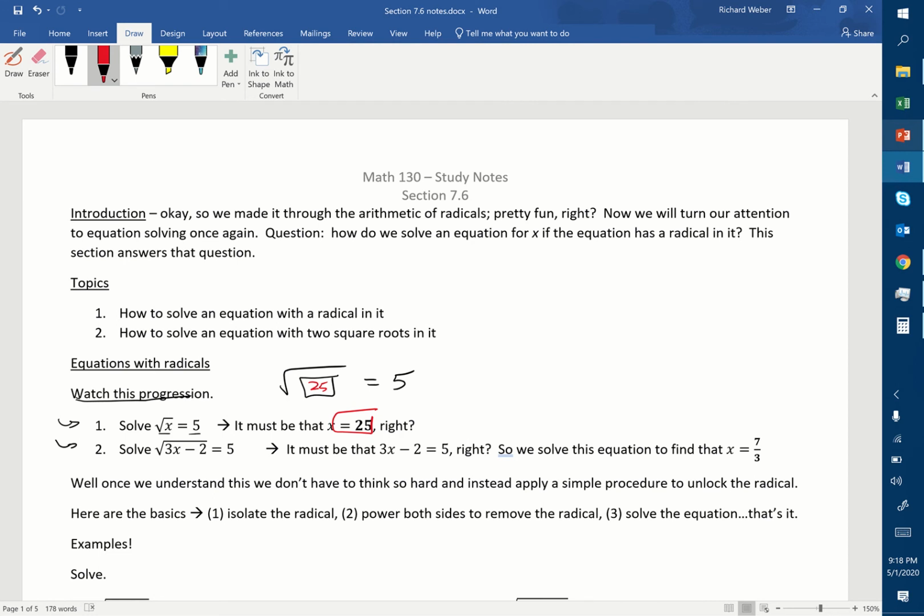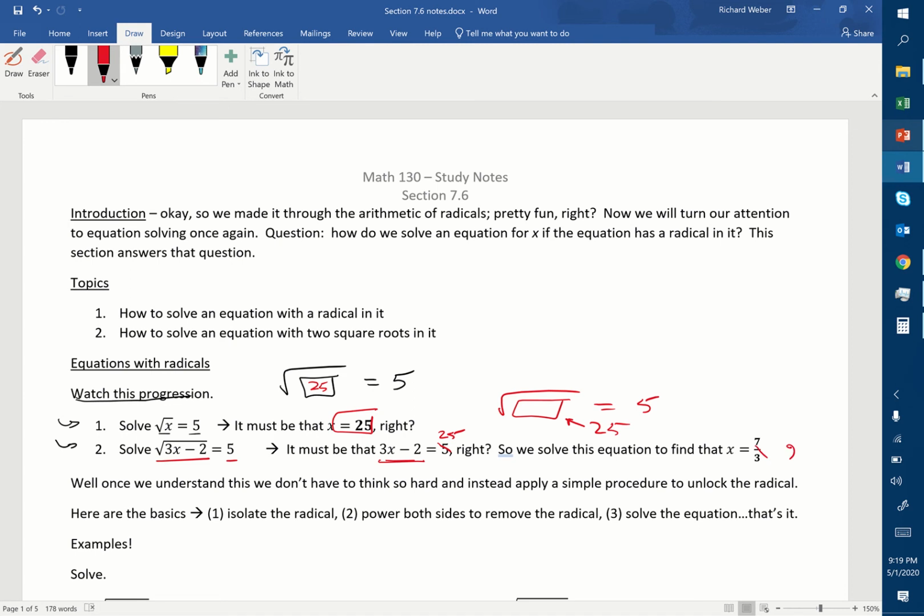Okay, solve the square root of this expression is equal to 5. Using the same logic, it must be that whatever's under here, when I square root it to get 5, this thing must be 25. So this thing must be, I think I have a typo. It is a typo. This has got to be 25. Oops. Okay, so we solve this equation to find, and I don't have the right answer now. It is 27. Oh, the answer is actually 9.